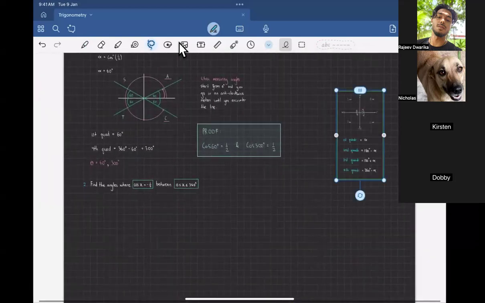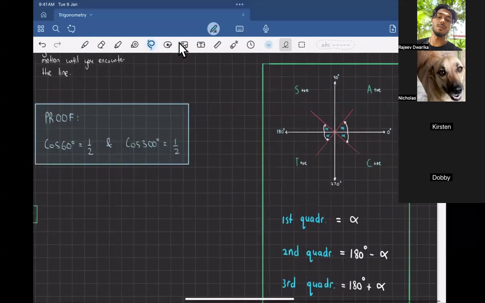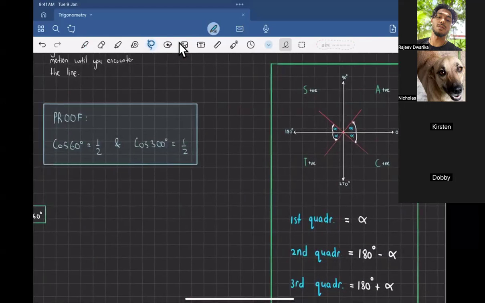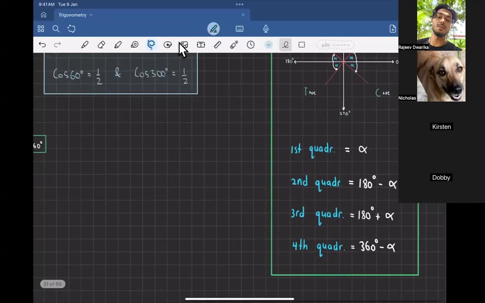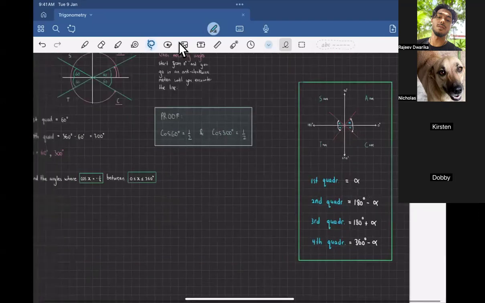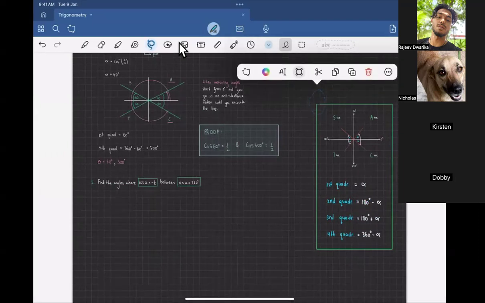So Kirsten, if you're having trouble with the quadrants, you could use this. The answer in the first quadrant would just be alpha. The answer in the second quadrant would be 180 minus alpha. The answer in the third quadrant would be 180 plus alpha. And the angle in the fourth quadrant will be 360 minus alpha. But if you all could figure it out in the exam, that's even better. But if you're having a hard time, use that.